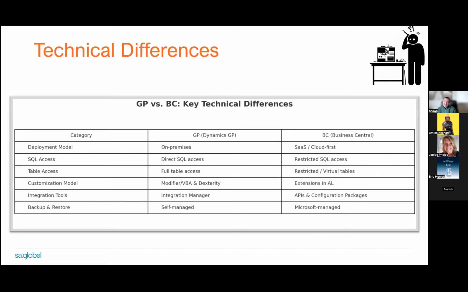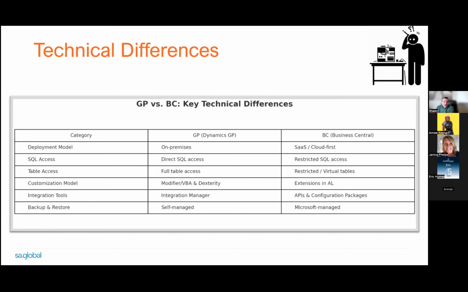So we had the functional technical differences. We already know GP's on-prem. BC is your SaaS cloud-first model, kind of seeing there on the right with the BC column being on the right. No direct SQL access, as we talked about. Table access, it's restricted, or you can access virtual tables through Dataverse. It's not impossible, don't get me wrong, but it's not that simple. Give somebody the SA password, that I know that you're not doing in GP.